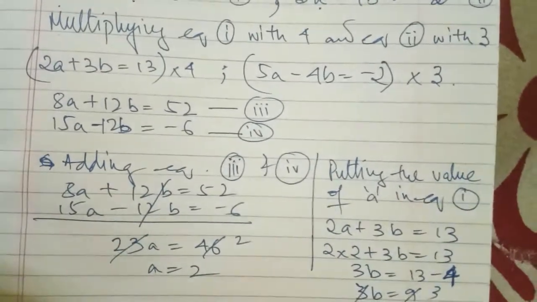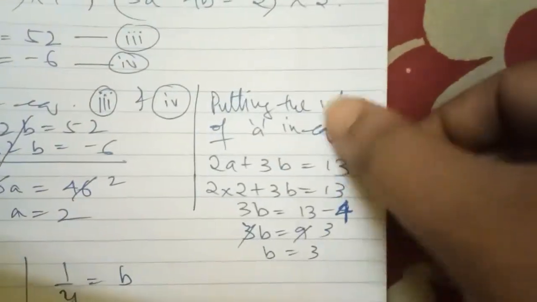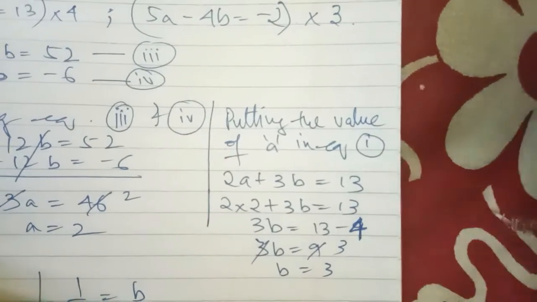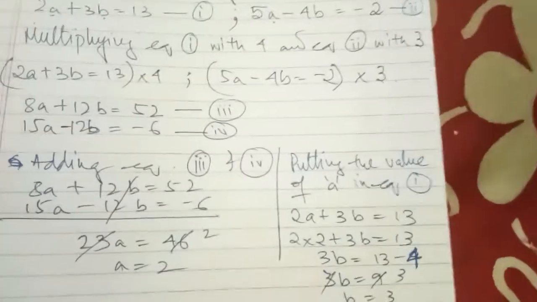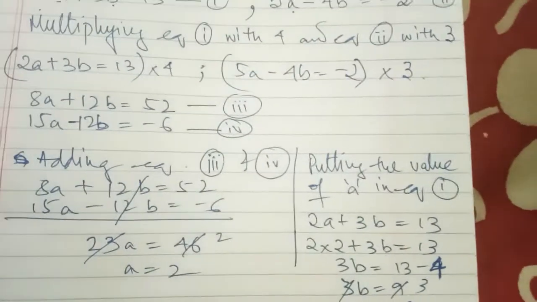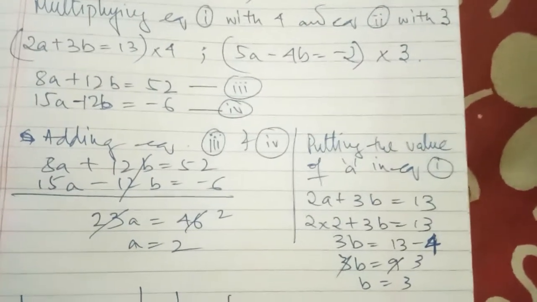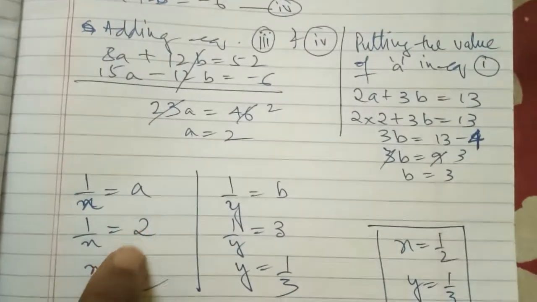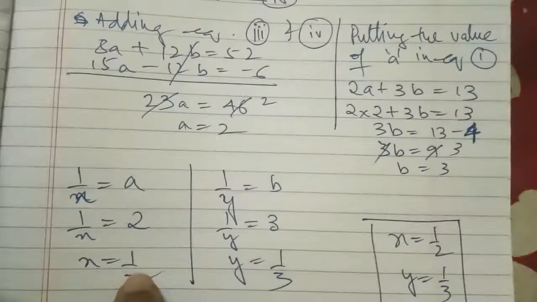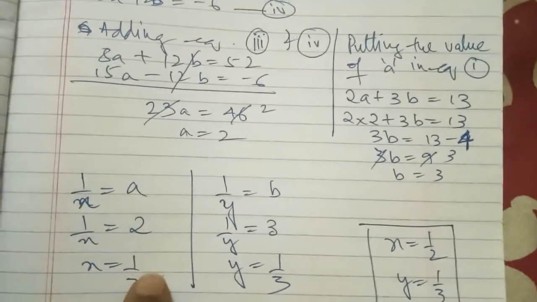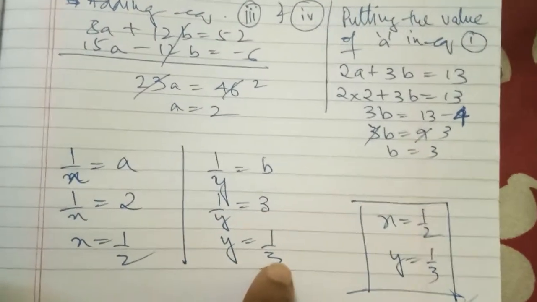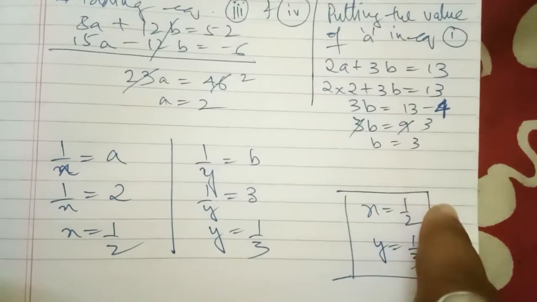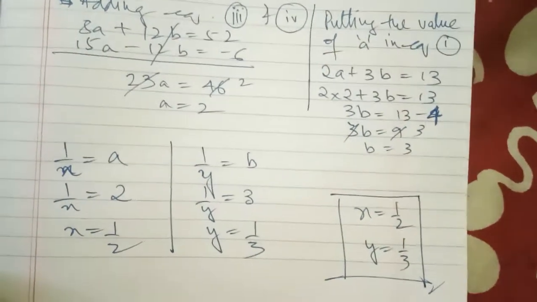Now one more step: to find the value of b, we do the same thing as in the last class, where we did it by any of the methods. Now we have got the values of a and b, but our answer has not come yet. Now we have to find the values of x and y. I have taken 1 by x equals a, then in place of a I have written 2. Just take the reciprocal, so x will be 1 by 2. Same thing, 1 by y equals b, then 1 by y equals 3, then y equals 1 by 3. So x equals 1 by 2, y equals 1 by 3.